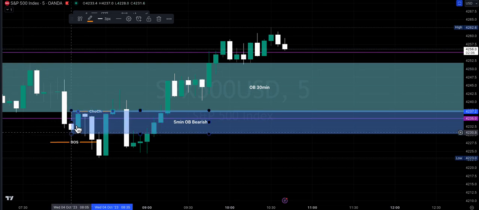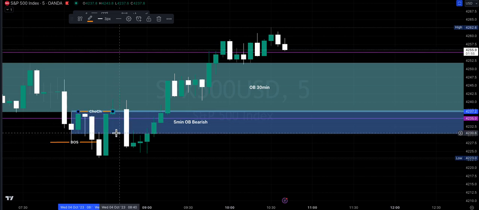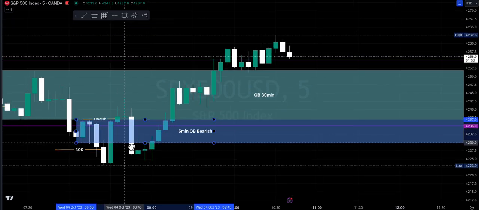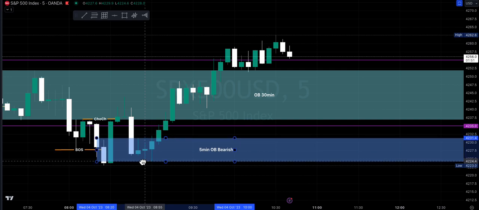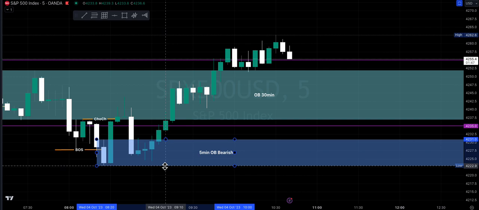So you can see we have a lower high, lower low, and then this candle broke this swing high there. Once it broke that swing high, it created a bullish order block here. All right, and that's the bullish order block that I started posting.